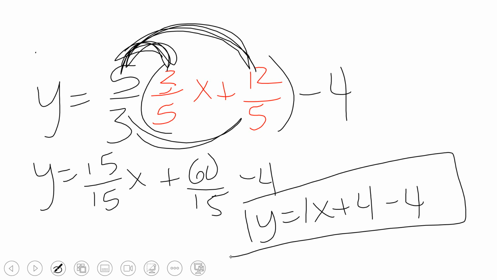Positive 4 and negative 4. They're called additive inverses. They're directly opposite. They cancel out. So my question for you, are these two equations in fact inverses of one another? Yes, they are.